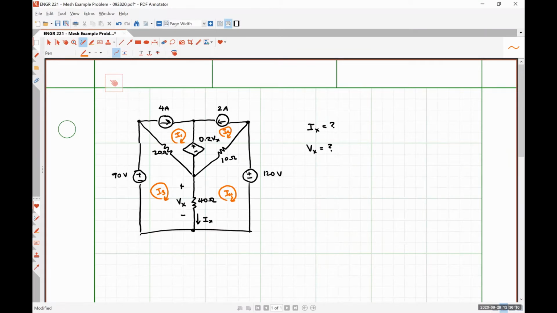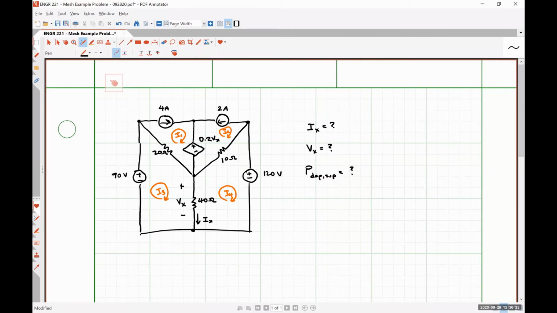Okay, so in this problem, we are going to try to solve for the current Ix, the voltage drop Vx, and then lastly, the power supplied by our dependent source. Those are our 3 quantities of interest.